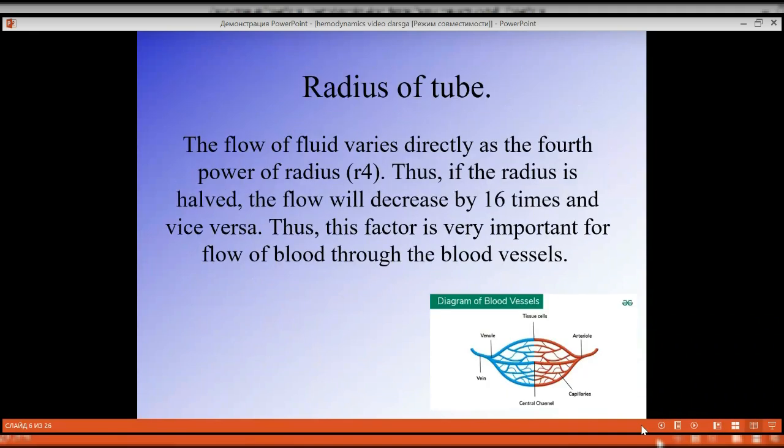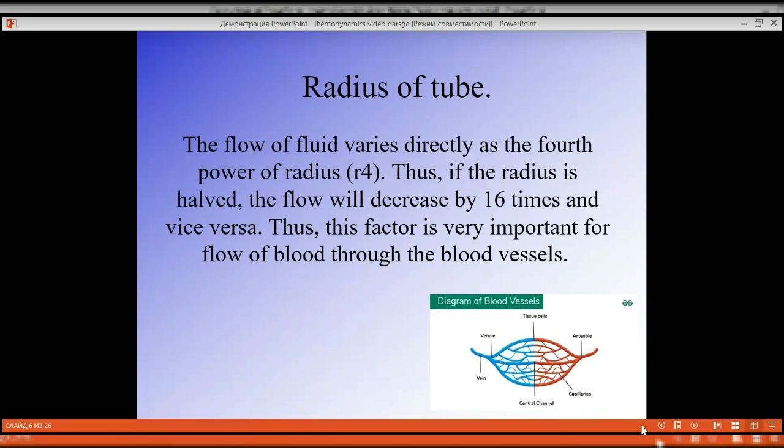Radius of the tube: the flow of fluid varies directly as the fourth power of the radius. Thus, if the radius is halved, the flow will decrease by 16 times, and vice versa. Thus, this factor is very important for the flow of blood through the blood vessels.